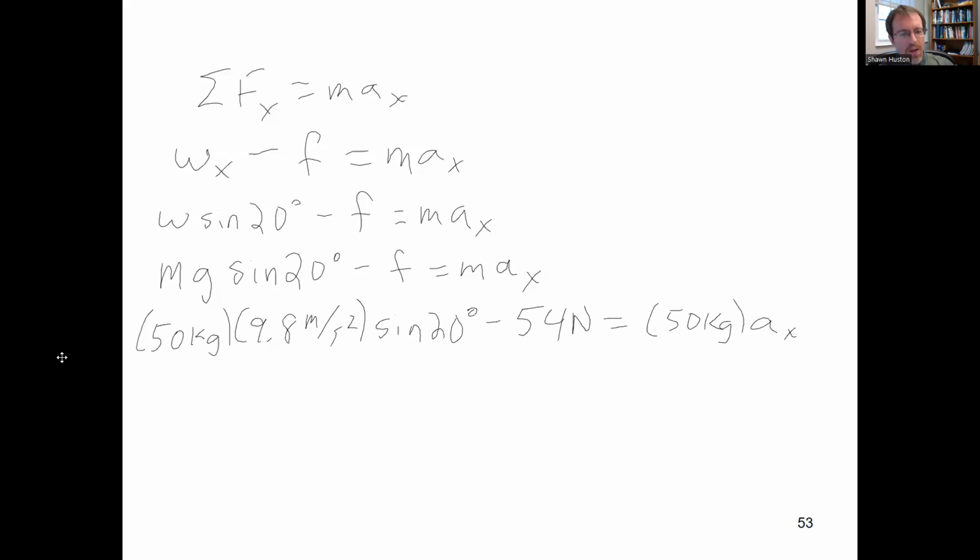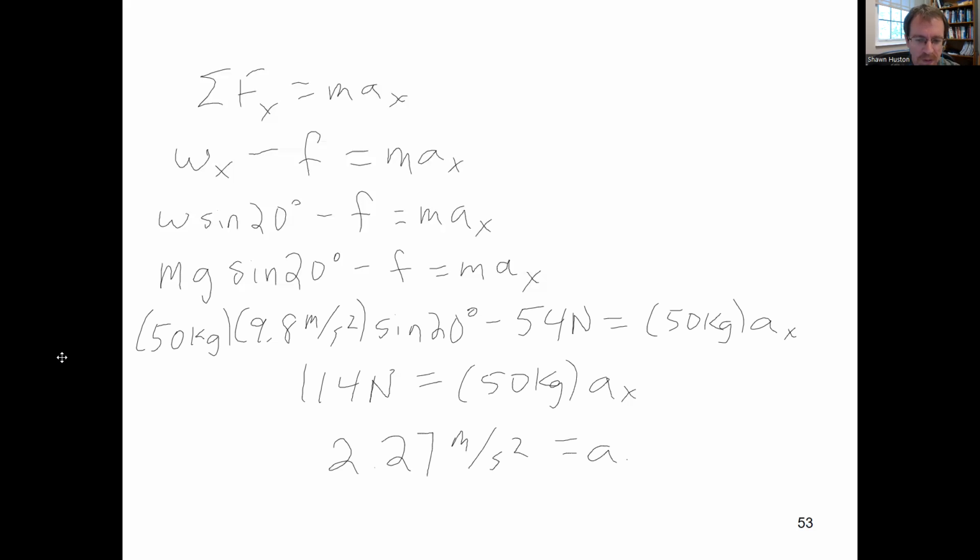All right, so if I plug the numbers on the left-hand side of that equation into a calculator, I will get out the result. At least eventually I will get out the result. That 114 newtons approximately is equal to 50 kilograms times the acceleration in the x direction. Okay. So if I go ahead and divide both sides by 50, I get out that my acceleration is 2.27 meters per second squared. So that's the acceleration of the skier as they go down the slope. Yeah, so we've got that.